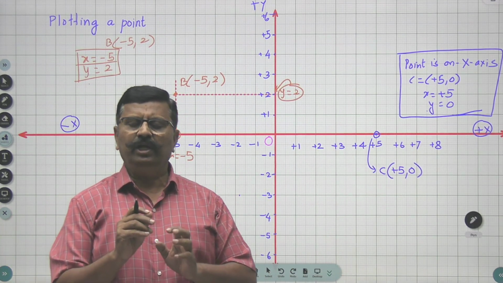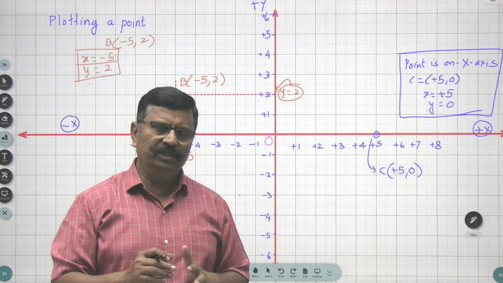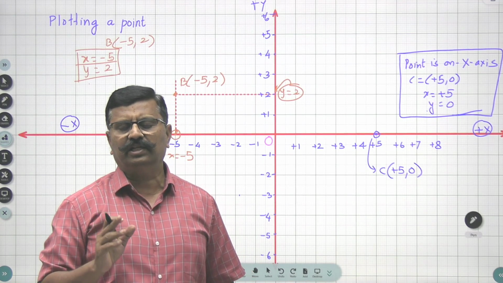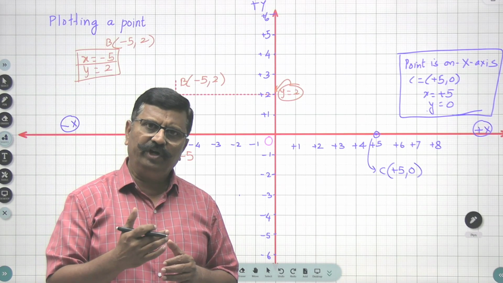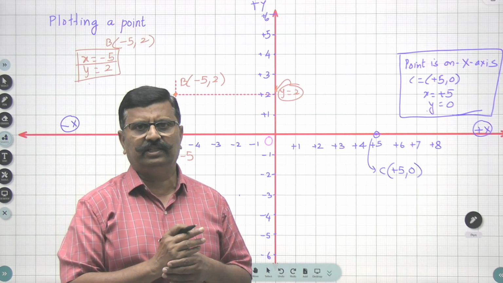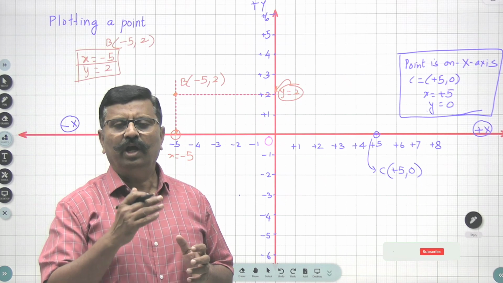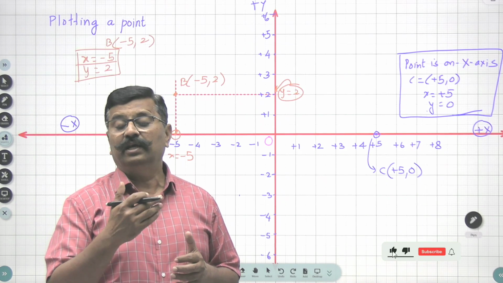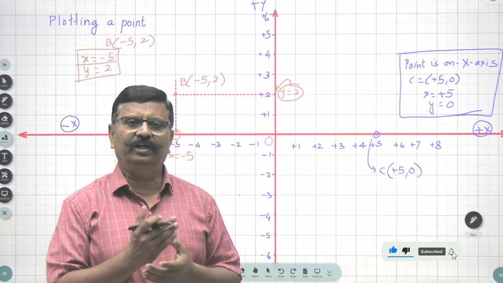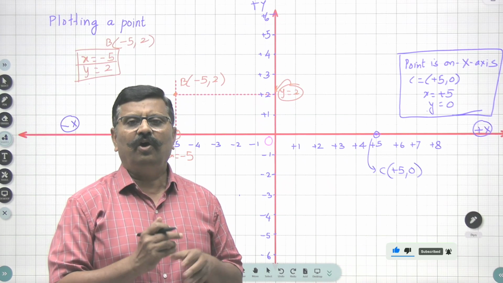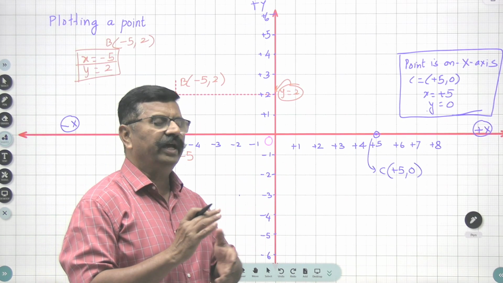Remember that whenever the y coordinate of a point is 0, the point is on the x-axis, and whenever the x coordinate of a point is 0, the point is on the y-axis. So always remember, for a point on the x-axis y is 0, and for a point on the y-axis x is 0. I hope all of you understood how to plot a point on the plane and also on the axis.